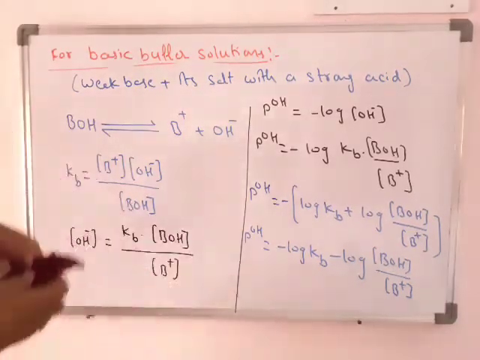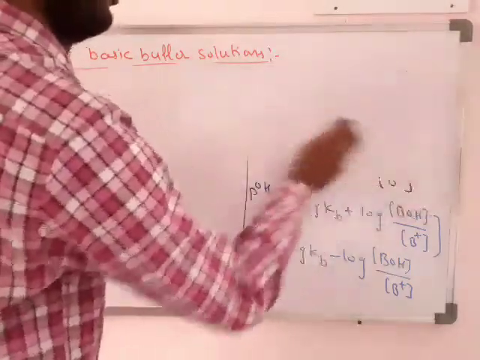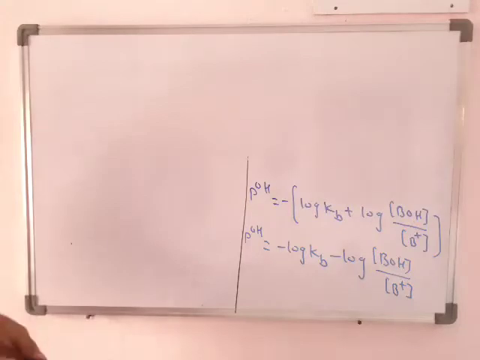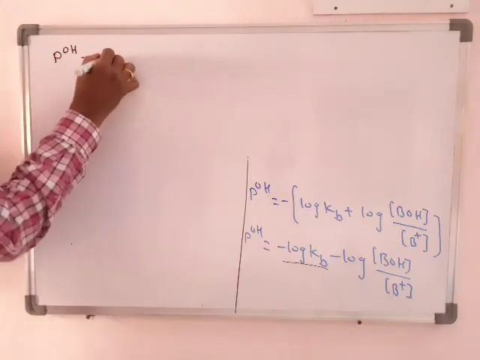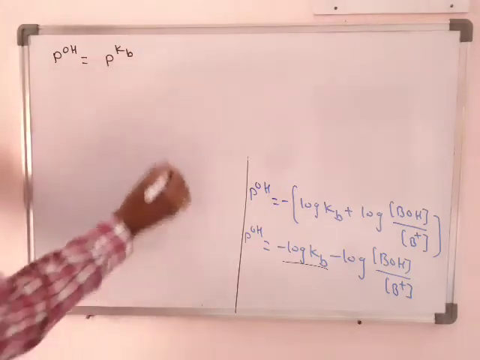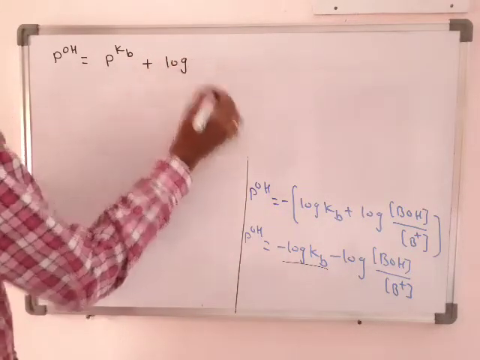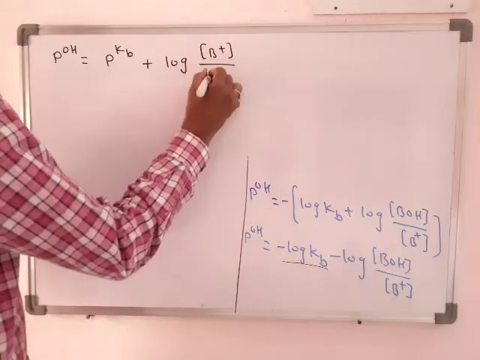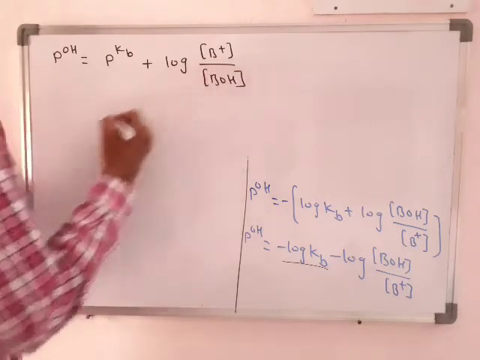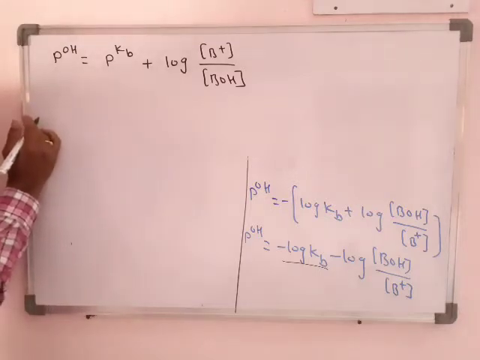So in the place of minus log Kb we can write, minus log Kb is nothing but pKb. So pKb, then it becomes plus, a reciprocal, log of B plus by BOH concentration. So this is the pOH formula for basic buffer.